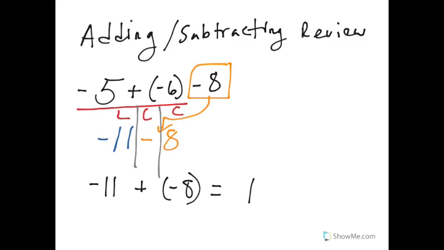And we keep the sign that we had, so this is negative. So -5 plus -6 minus 8 is equal to -19.